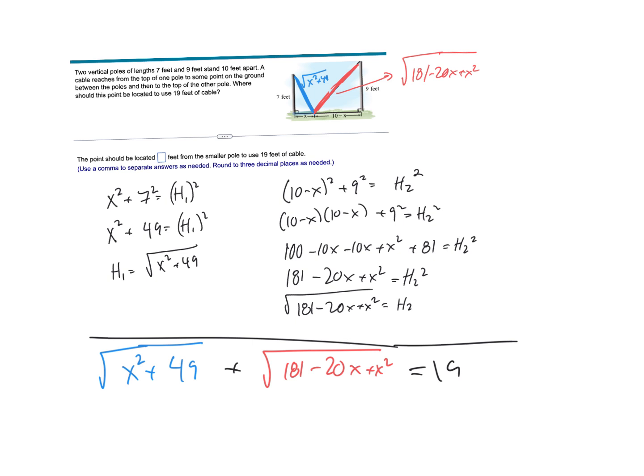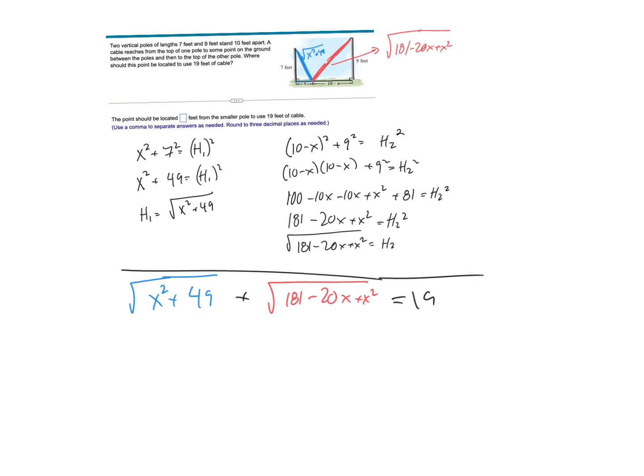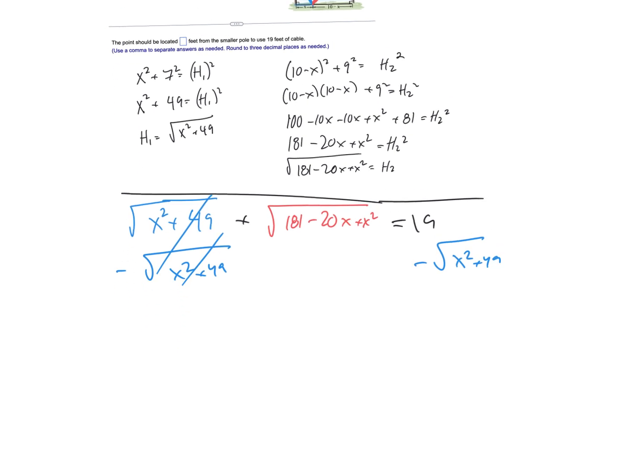I think it's a little bit easier to, I'm going to subtract this blue one from both sides. You can also subtract the red one from both sides. It's just going to work out a little bit easier, I think, if we do this. So we're going to subtract this from both sides. These are going to cancel. So we're going to be left with, I'll keep the red for just one, 181 minus 20x plus x squared, that's all inside a square root, equals 19 minus the square root of x squared plus 49.